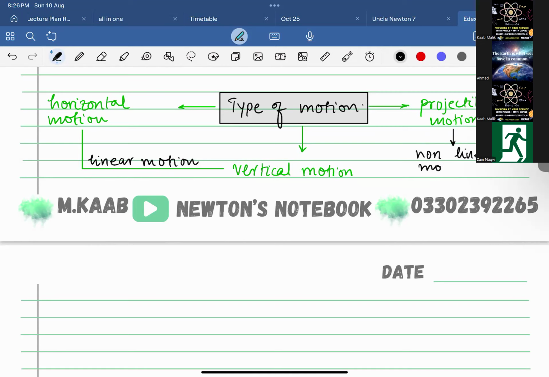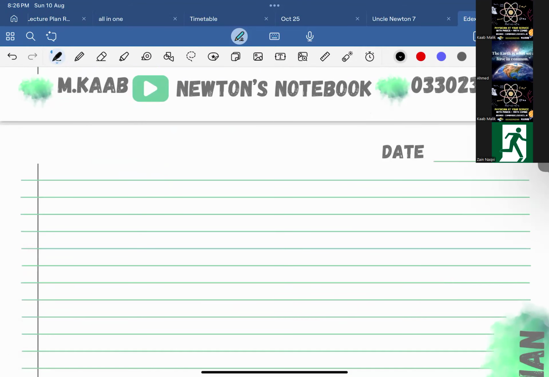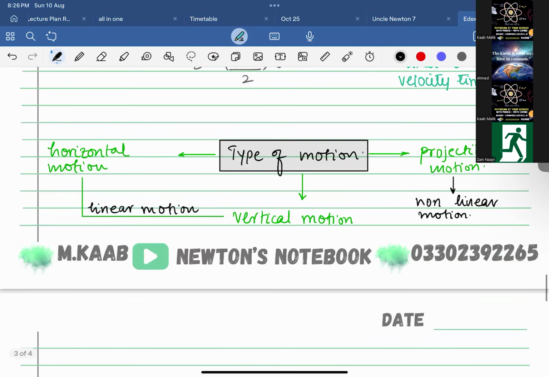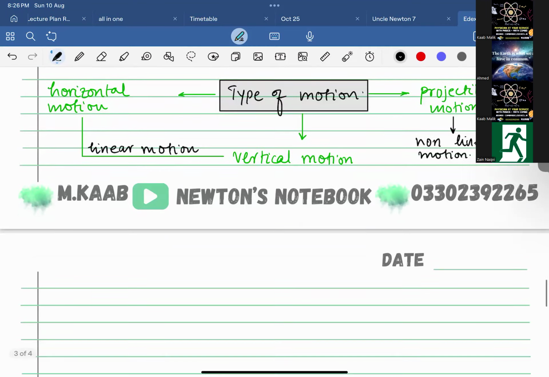Non-linear motion. Okay, now let's start with the linear motion. So we basically have to understand what linear motion is, and how we can analyze it. We'll mainly be doing questions, and then we'll move on to the projectile one.